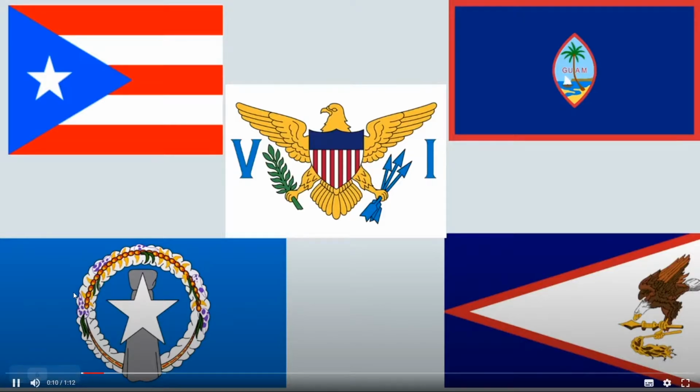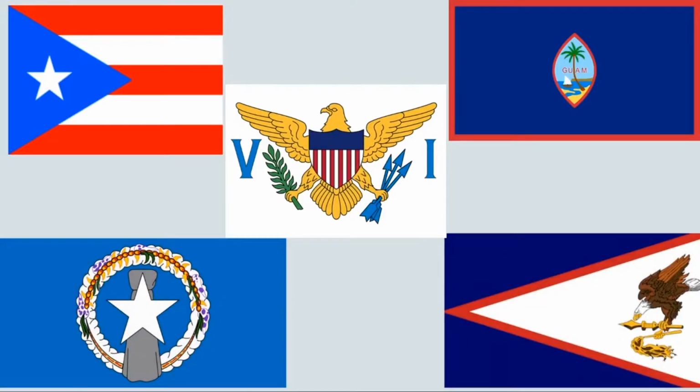Okay, so these are the 5 flags representing the 5 inhabited territories of the United States. On the top left, I think the most recognizable one, is Puerto Rico, or Puerto Rico, as most Americans say it. We have Guam on the top right, the U.S. Virgin Islands in the center, and then American Samoa and Northern Mariana Islands on the bottom.